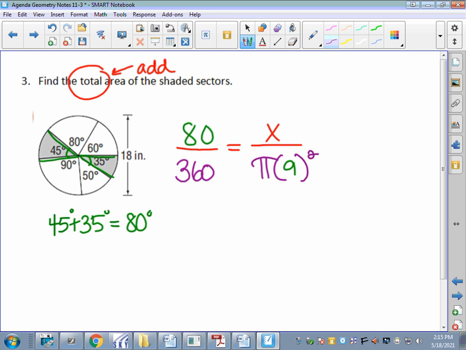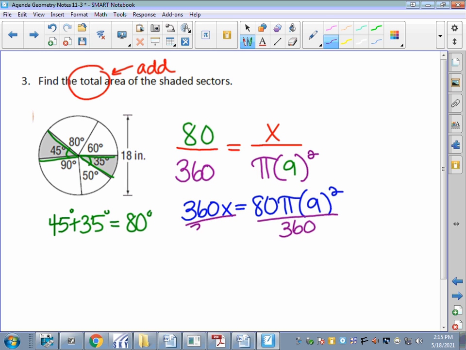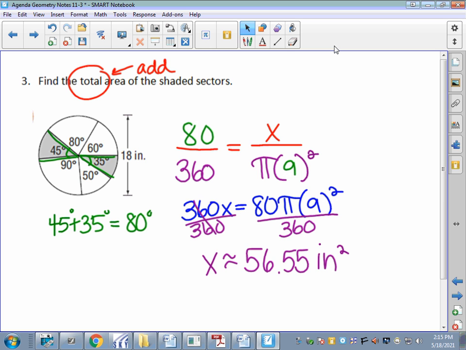I'm going to cross multiply these out. So 360x equals 80 times pi times 9 squared. I'm going to divide by 360. That's where I go to my calculator now. When I calculate 80 times pi times 9 squared, all divided by 360, I end up with 56.55 square inches just inside those two shaded regions. So that's a pretty big circle if 56 is just the 80 degrees, or that portion of it.